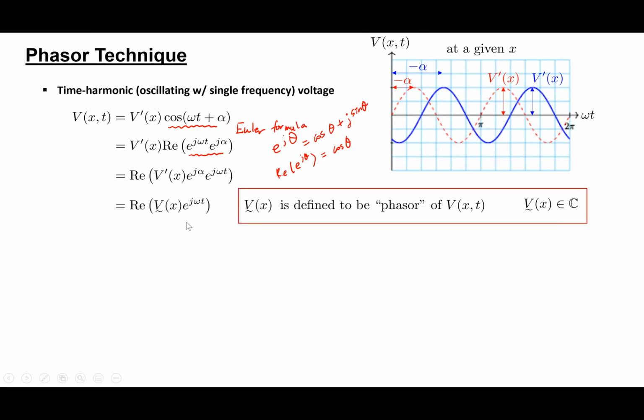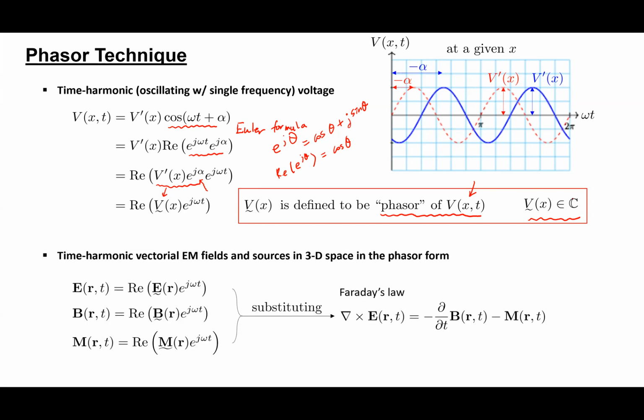And we're going to define this term, denoted by v under tilde, to be the phasor of the real valued voltage signal. Because this exponential factor is complex valued, this phasor is generally complex valued. So again, this is the definition of the phasor for a time harmonic voltage signal. So this is very simple.